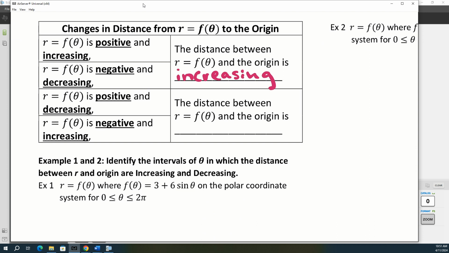But if they're working against each other, that distance is getting smaller. So positive R that's decreasing or a negative R that's increasing means the distance is going to be decreasing. They're working against each other.